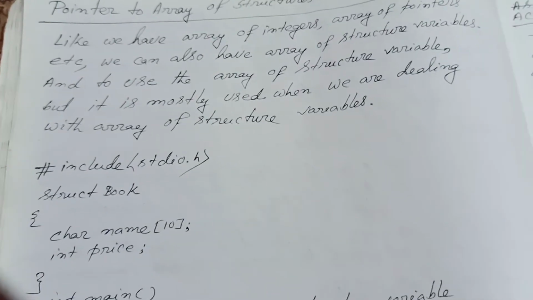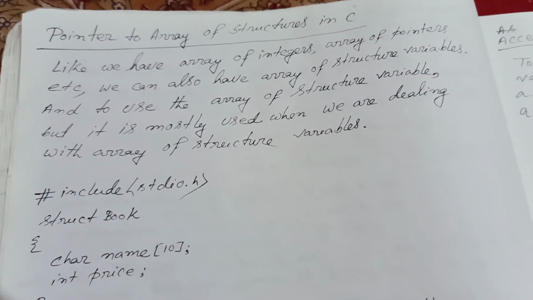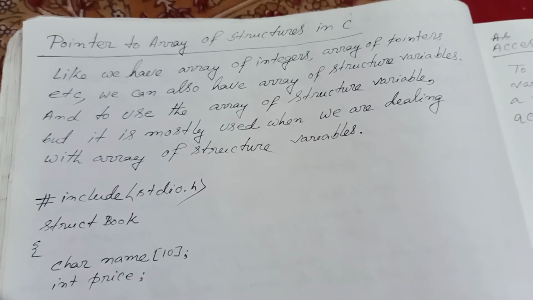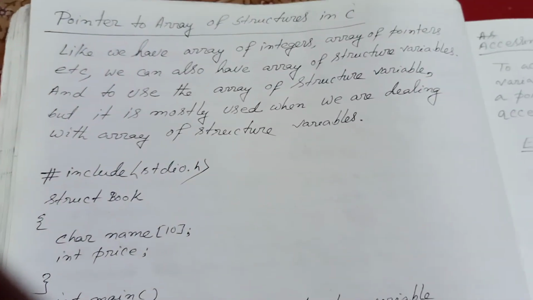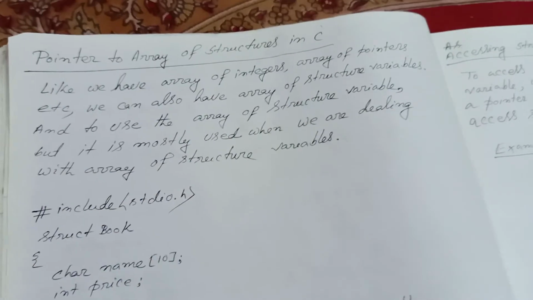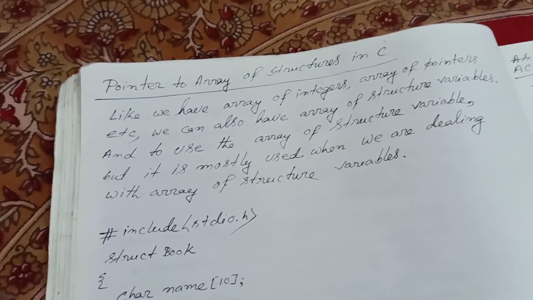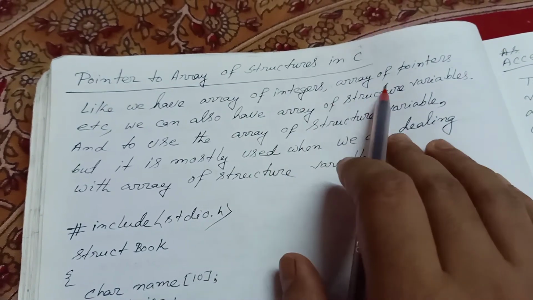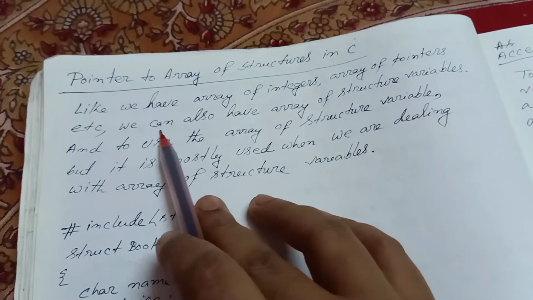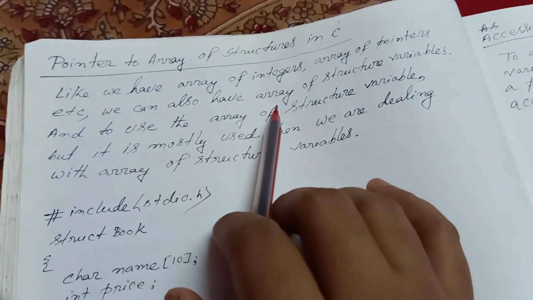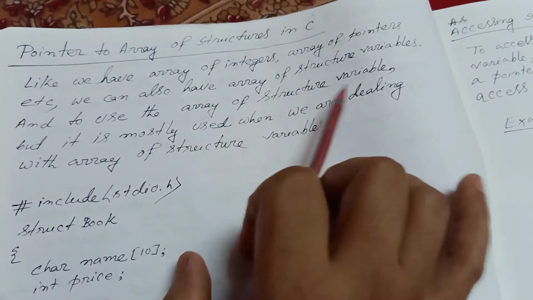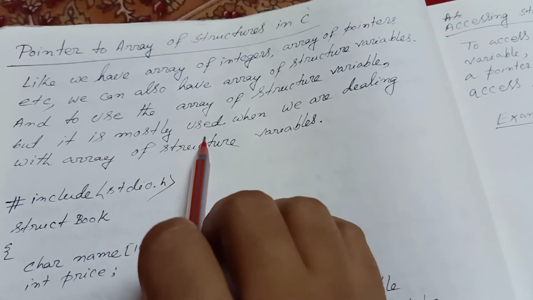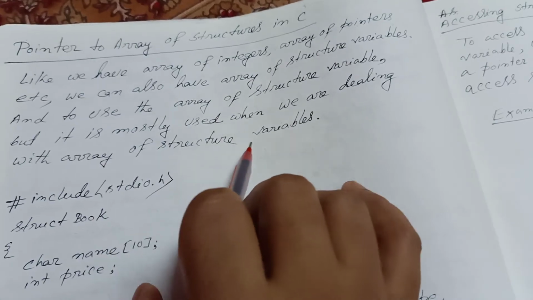Next, the last point of this chapter, but not the least, pointer to array of structure in C. And we can also see how we access structure members by using pointers. Like we have an array of integers and an array of pointers, we can also have an array of structure variables. It is mostly used when we are dealing with arrays of structure variables.